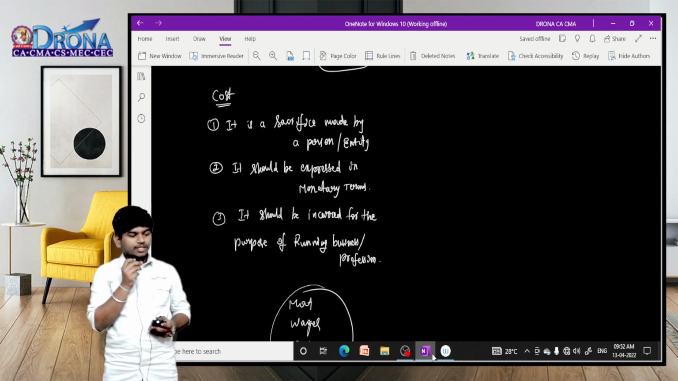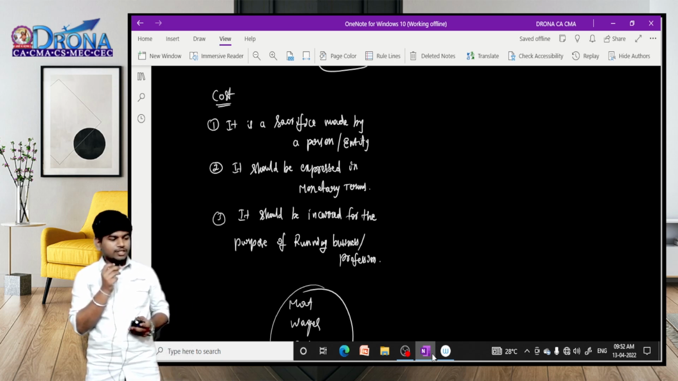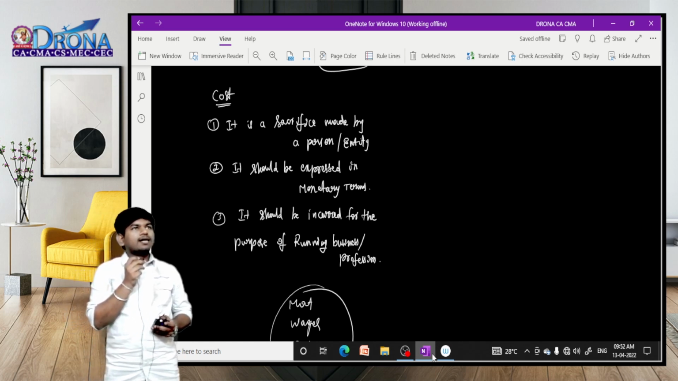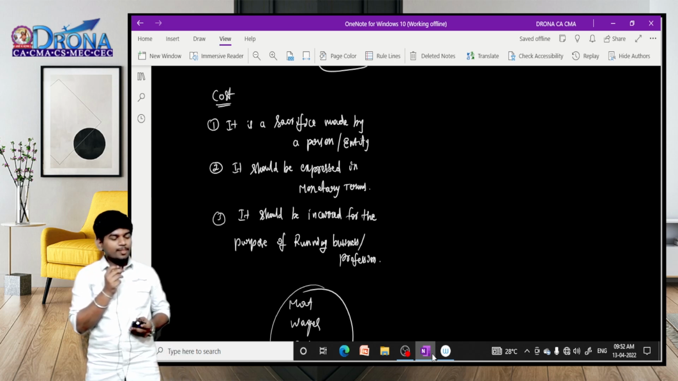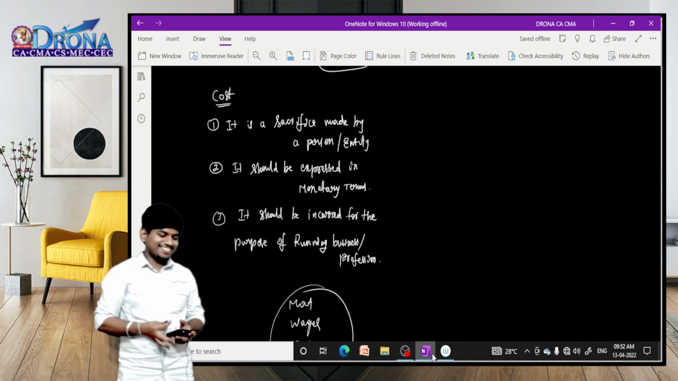And the second classification is decision making. It is classified as fixed cost, variable cost and semi-variable cost, opportunity cost and sunk cost. The third is control, and it is further classified as controllable cost and uncontrollable cost.